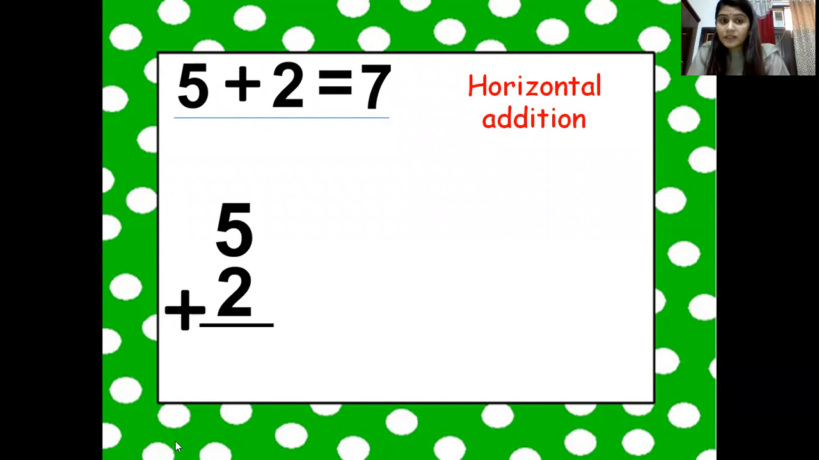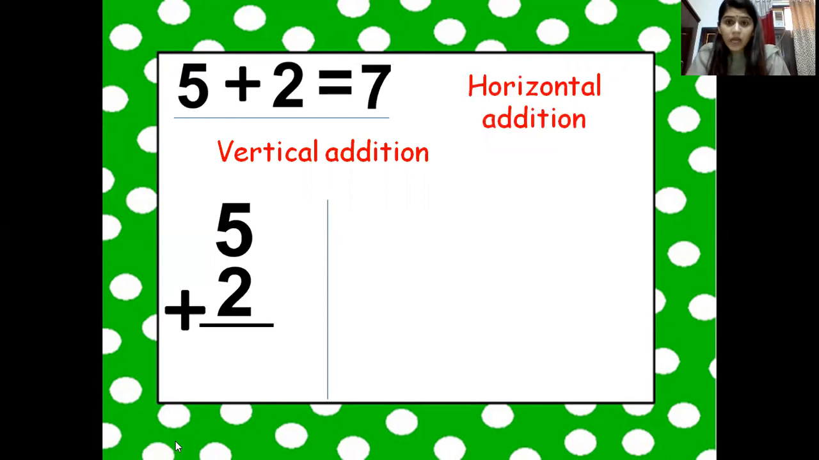Now write the same digits vertically. Here we have written the same digits 5 and 2 vertically. So this is known as vertical addition because we have written these digits vertically. So 5 plus 2, let's check the answer. Will the answer stay? 5 plus 2. Yeah, answer is the same, 7. So when we add the digits vertically and if we add the same digits horizontally, the answer will remain the same.